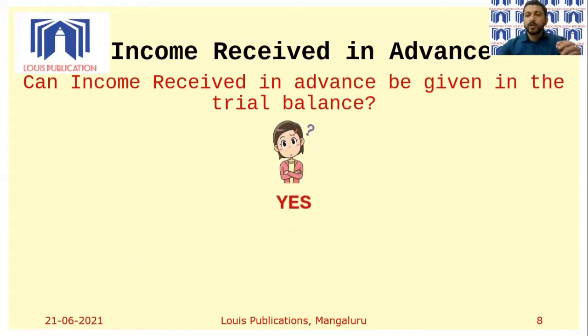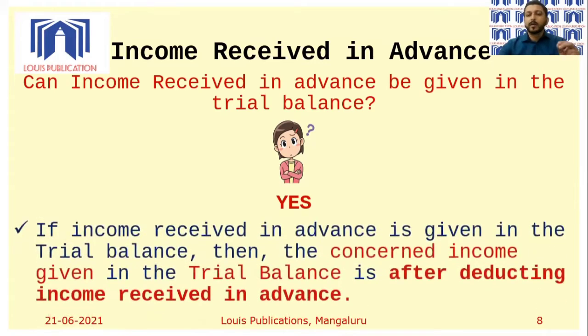When income received in advance is given in the trial balance, it means the concerned income given in the trial balance is after deducting the income received in advance amount. Remember this. So the concerned income is already adjusted. That means income received in advance is excluded and only current year income is shown in that income account.